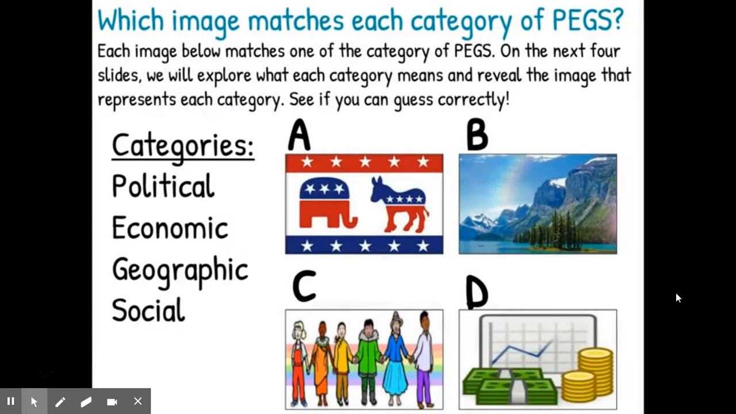And so Mr. Babbs had these images to represent the categories political, economic, geographical, and social. So as we're going, I want you to guess which one is used for each, and he'll reveal those things to you as we're going through PEGs.